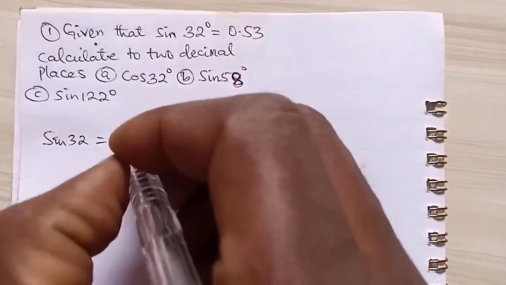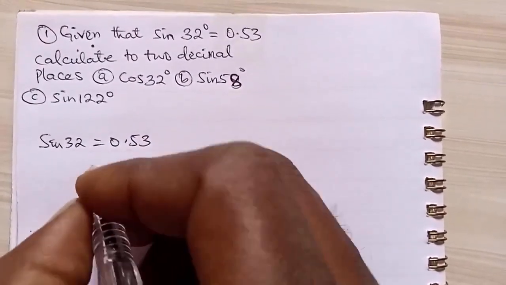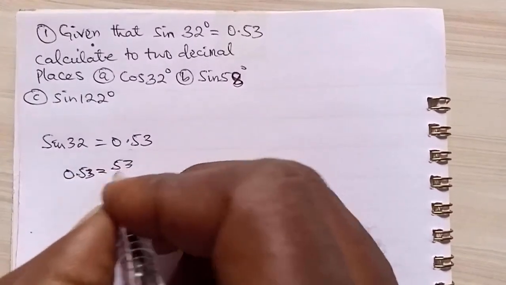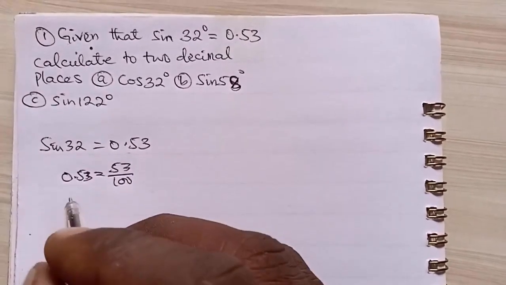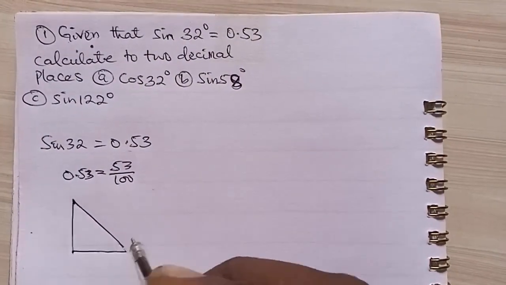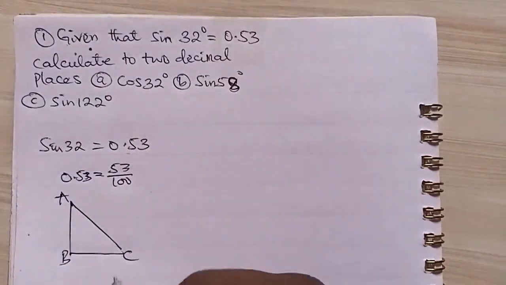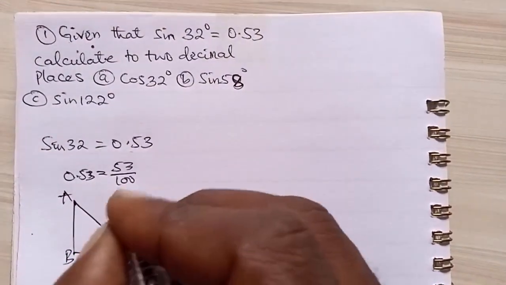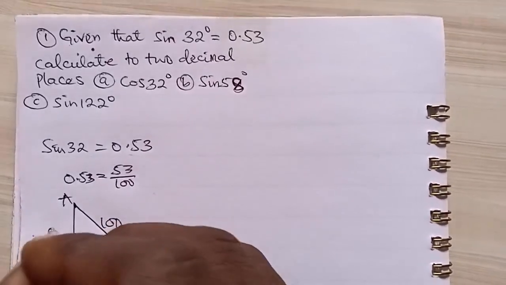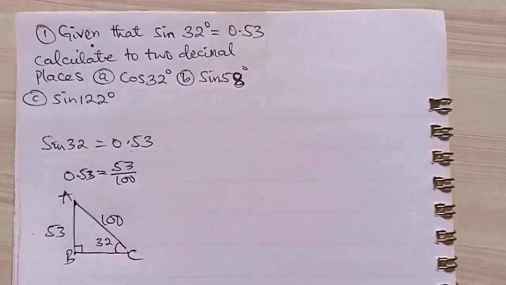And we are given that it is 0.53. What this means is that 0.53 is 53 over 100. And remember that sine is opposite over hypotenuse. If we sketch a right angle triangle and say here is A, here is B, and here is C, with the hypotenuse being 100 and the opposite being 53, the angle we're referring to is here, it is 32, and here is 90.